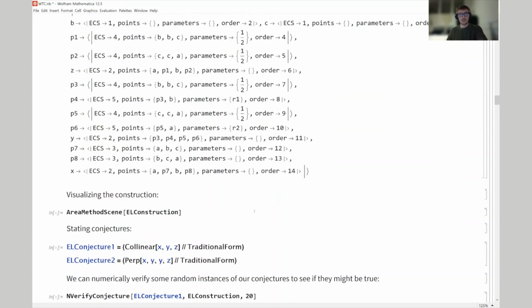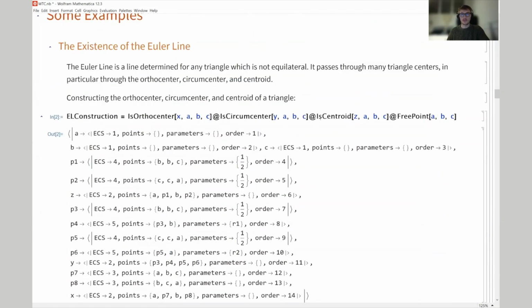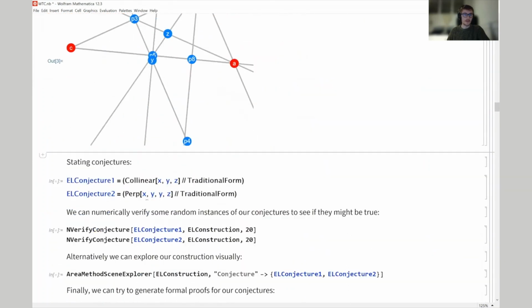Next, we can visualize this construction just using the hopefully by now familiar area method scene function. So we have our 3 points A, B, C. We have our points X, Y, and Z. These are our points of interest, and the remaining points are sort of auxiliary points necessary to construct the points X, Y, Z, since the functions is centroid, is circumcenter, and is orthocenter are essentially compositions of elementary construction steps.